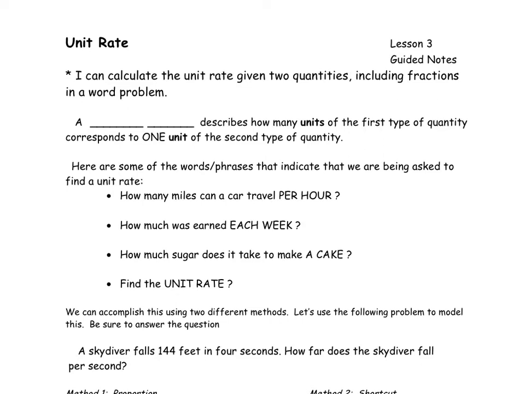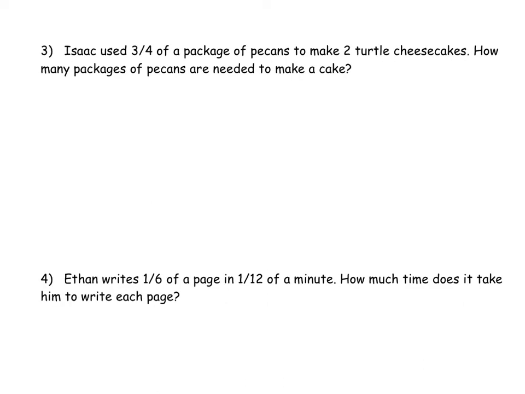So would you please turn to page 14. We're going to focus on problem number 3 and 4 because they involve fractions. So Isaac used 3/4 of a package of pecans to make 2 turtle cheesecakes. How many packages of pecans does he need to make a cake? And in this case, it's a turtle cheesecake.